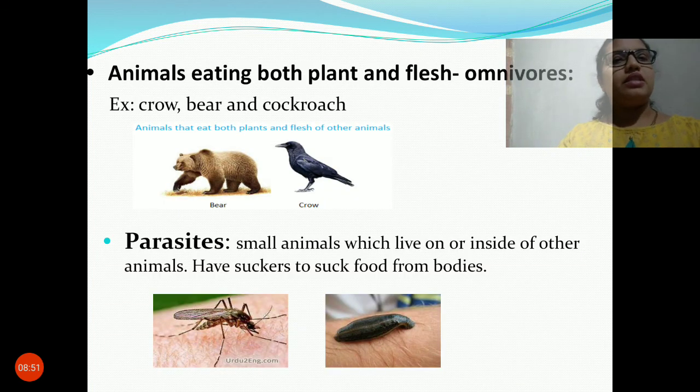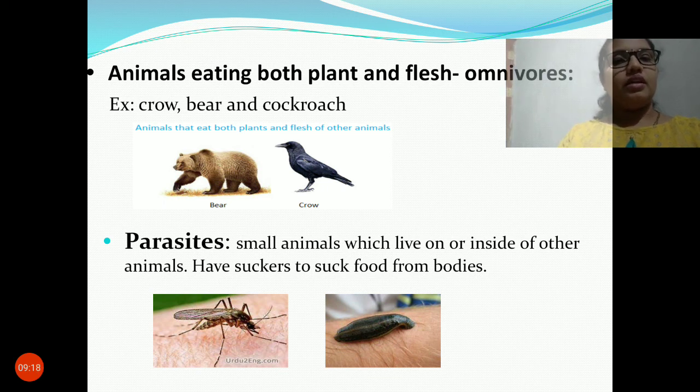Then animals eating both the plant and the flesh are called omnivores. A few examples are bear. Bear can eat a jackfruit also, and flesh also it will eat. Then crow also. It will take both. So these two are the examples of omnivores.